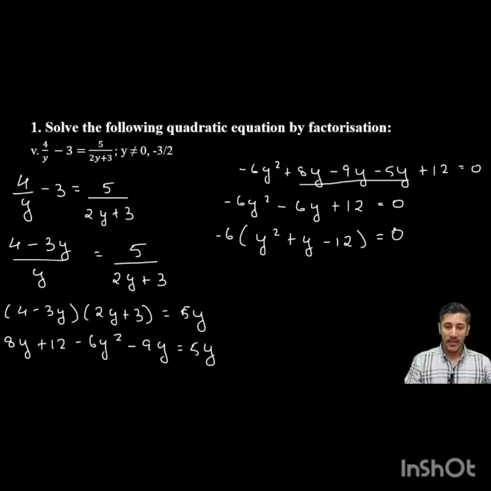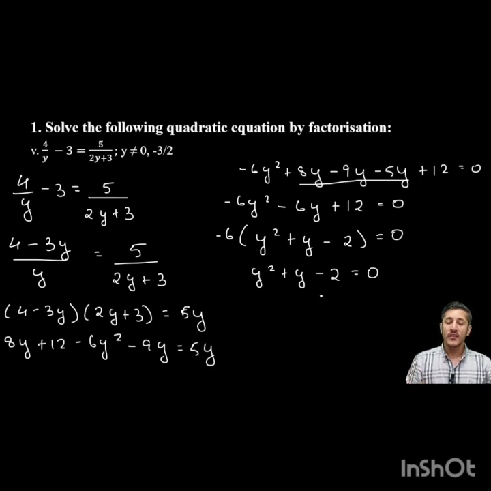Now we'll divide by minus 6. So we get y square plus y, oh sorry, it will be 2 here, not 12, 2. Let me just make that change. Okay, so y square plus y minus 2 equal to 0. We have just transposed the minus 6 to the right hand side.